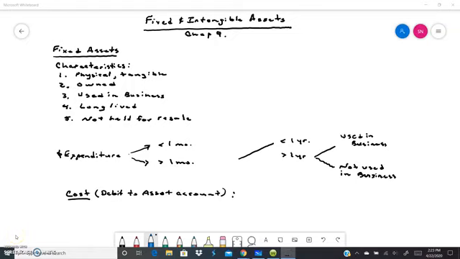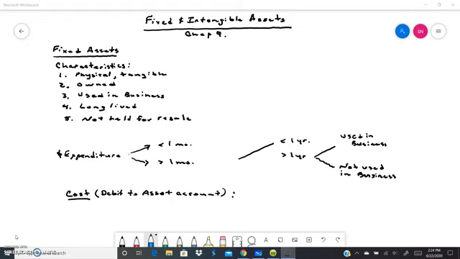Hi everybody, this is Chapter 9. Chapter 9, we're going to be covering the topic of fixed and intangible assets. This is a continuation really of the asset side of the balance sheet. We've already talked about current assets, which are cash, accounts receivable, and inventory. And now we're really moving into longer term assets. And really the bulk of long-term assets are going to be typically what we call fixed and intangible assets.